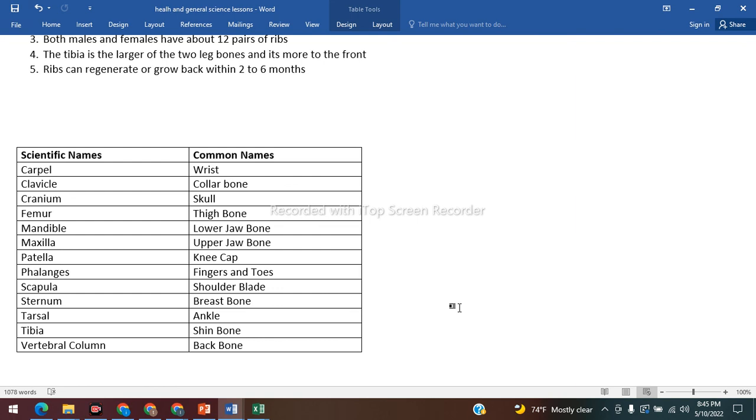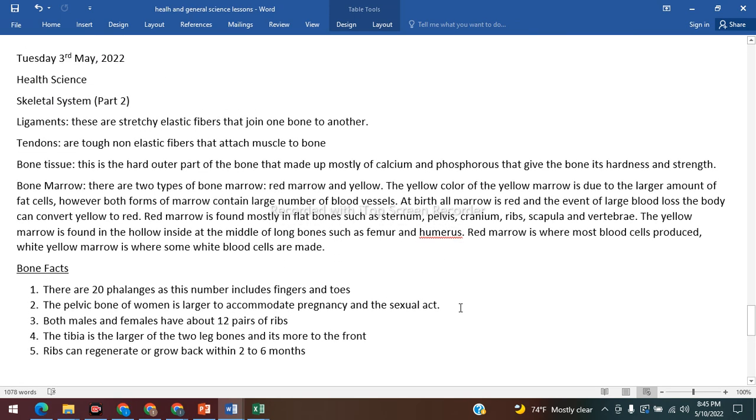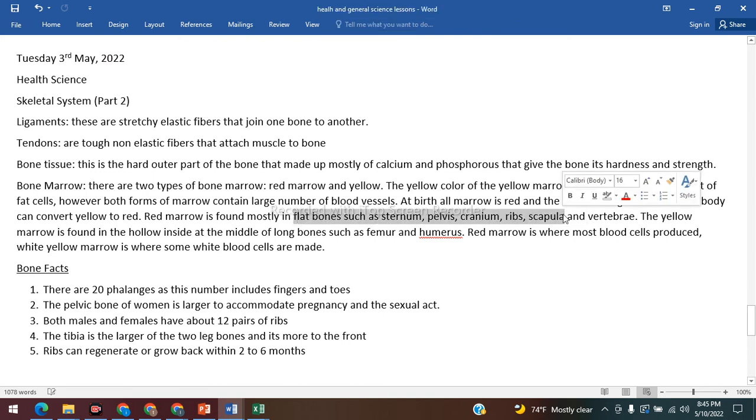List 4 flat bones. We talked about that. Skull. The pelvis and the sternum. Flat bones. I said it somewhere in here. There we go. Sternum, pelvis, cranium. And the scapula. Good. And vertebrae.